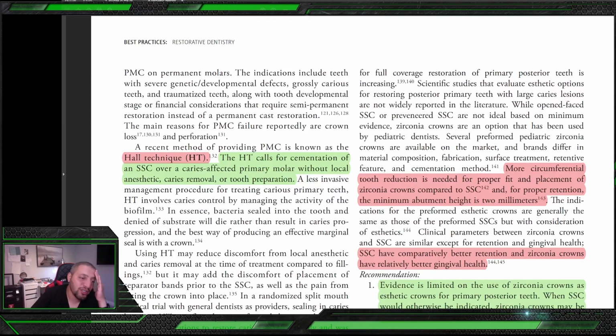Honestly, it's a weird technique, but I know some dentists using this one and they are super happy with it. It was introduced by a dentist called Hall, so he named it after himself, and he called it the Hall technique. The Hall technique calls for cementation of a stainless steel crown over a caries-affected primary molar without local anesthesia, without caries removal, without tooth preparation. Yes, you heard it correctly, and you can read it after me here.